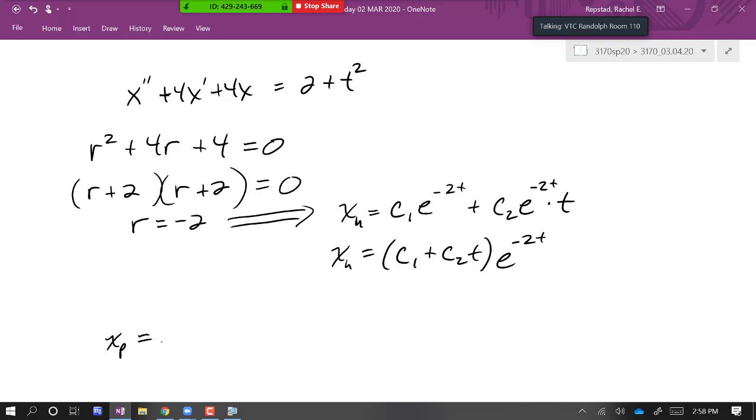Wouldn't this just be an exponential? No, because what we need to do is look at the forcing function, right? We're going to look at the function on the other side of the equation. That's what we turn to help us figure out where we start when we set up the particular.